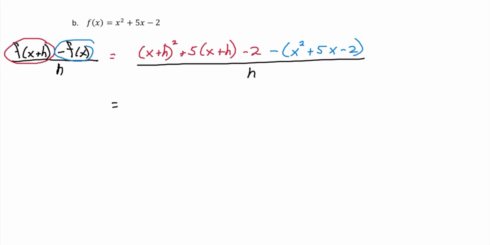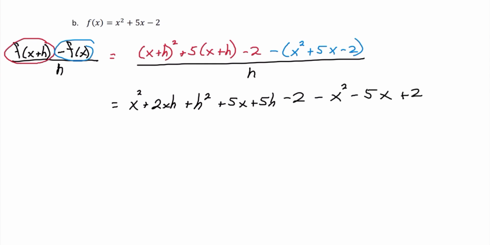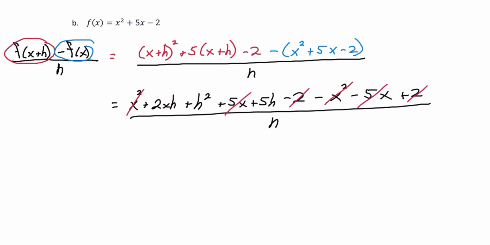To simplify, we first square the binomial. Square the first, double the product, square the last, distribute the 5, drop down the negative 2, distribute the negative sign. All over h. Now we'll go through and combine like terms, see if anything goes away. X squared minus x squared cancel. 5x minus 5x, those add to 0. And negative 2, positive 2 add to 0.